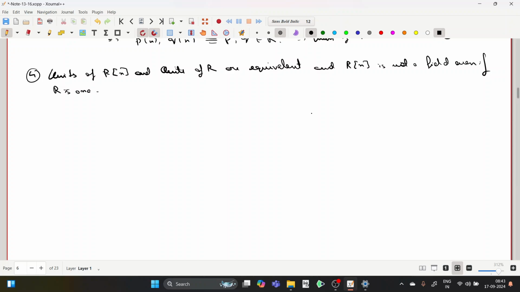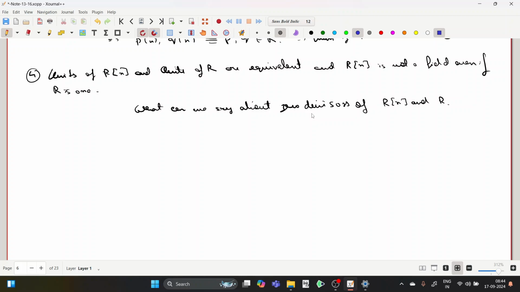Now, you should justify this on your own. So, do this on your own. What can we say about zero divisors of R[x] and R? Okay, or let me do it. Let me just give a hint.